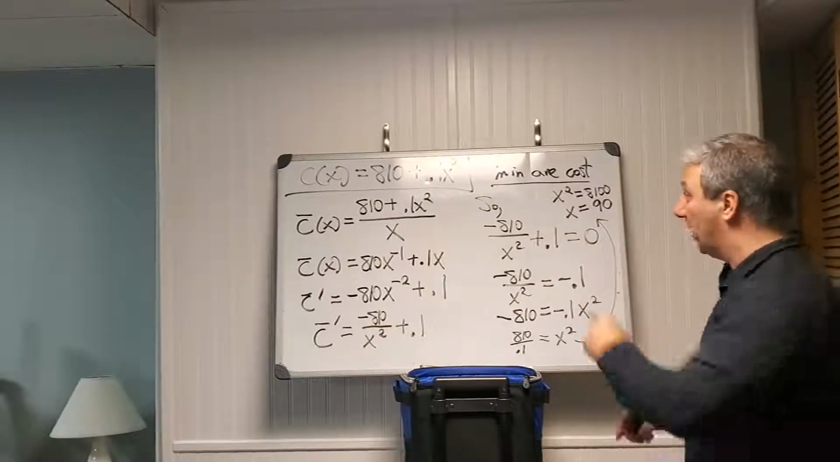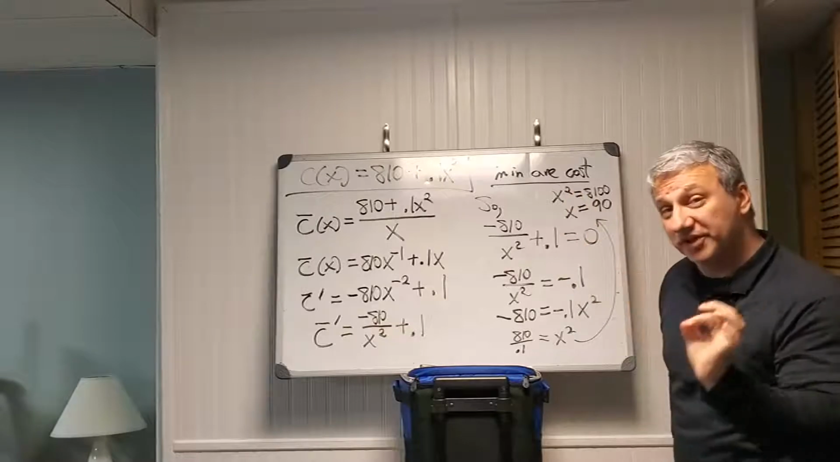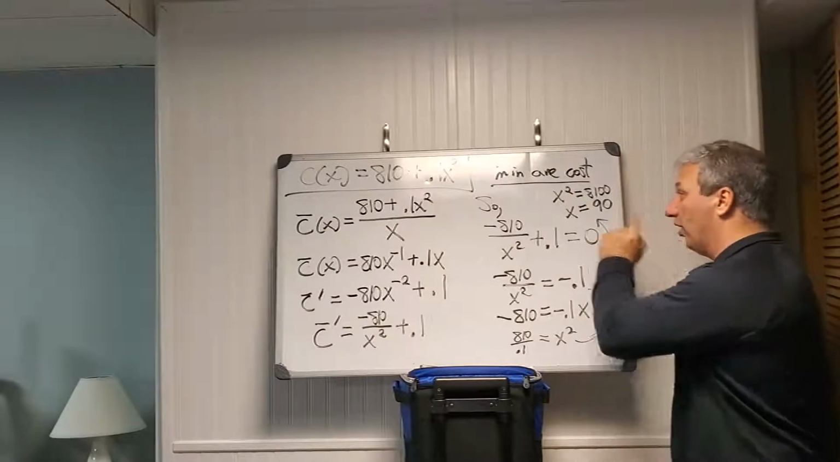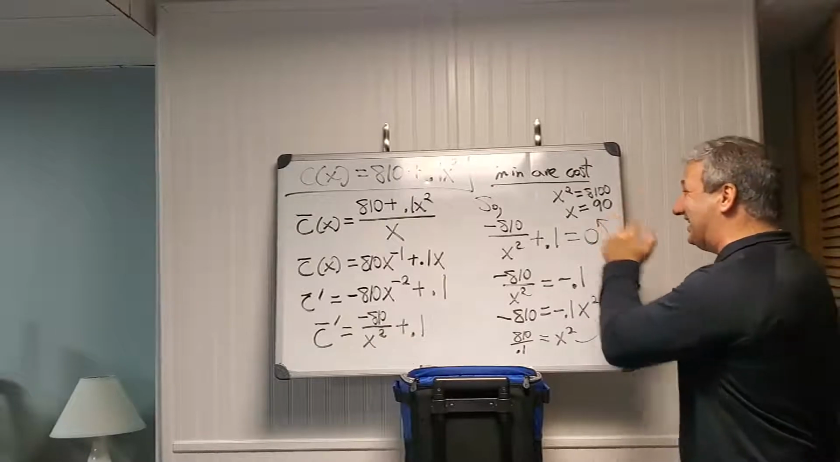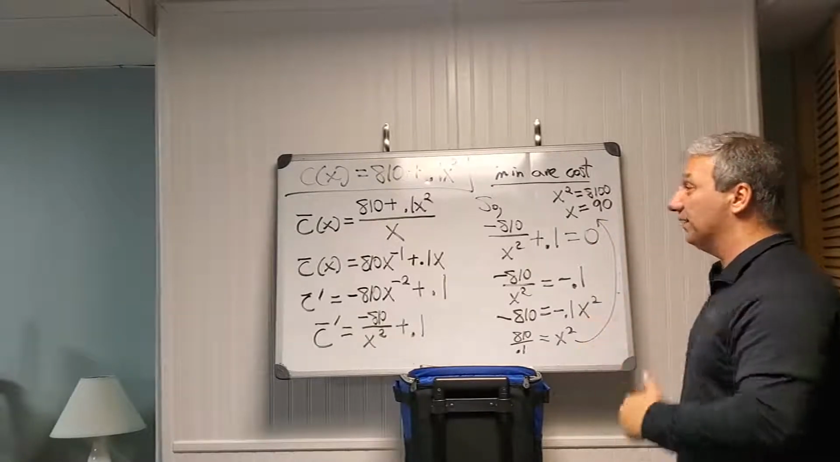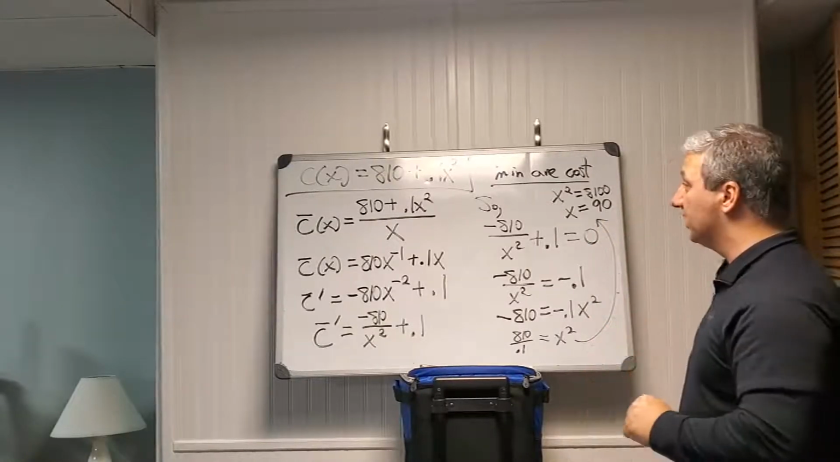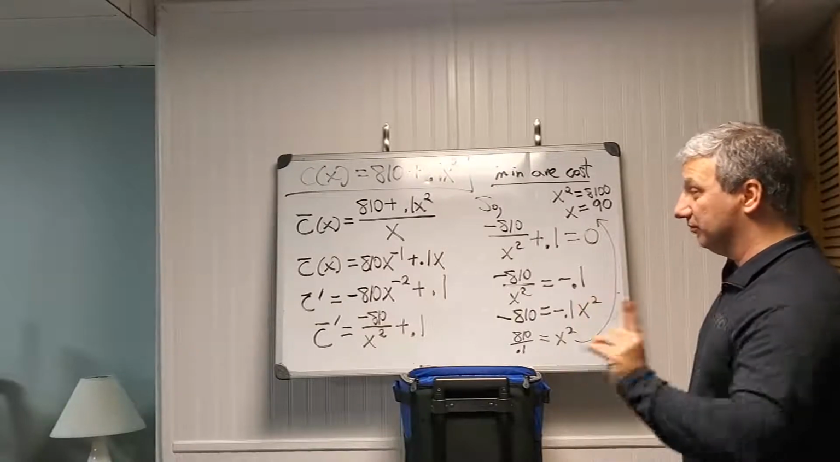But to be honest, you're right. When you square root, you get a plus or minus 90. I'm throwing one of them away. The only value that's of interest to me is 90. So 90 is probably the minimum average cost. Now, again, I'm not done yet.